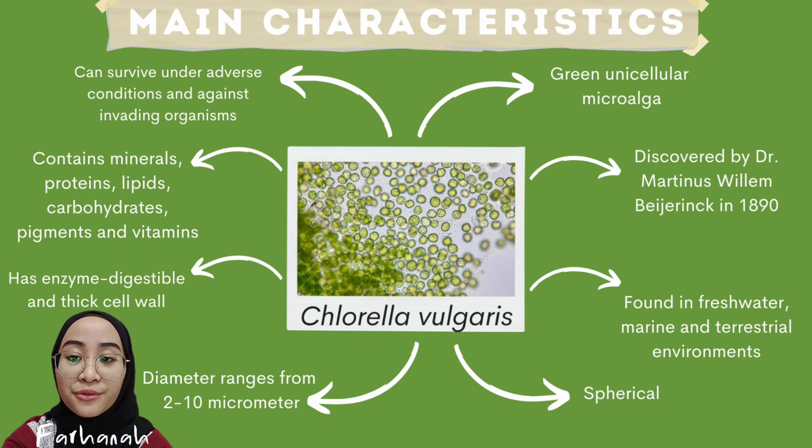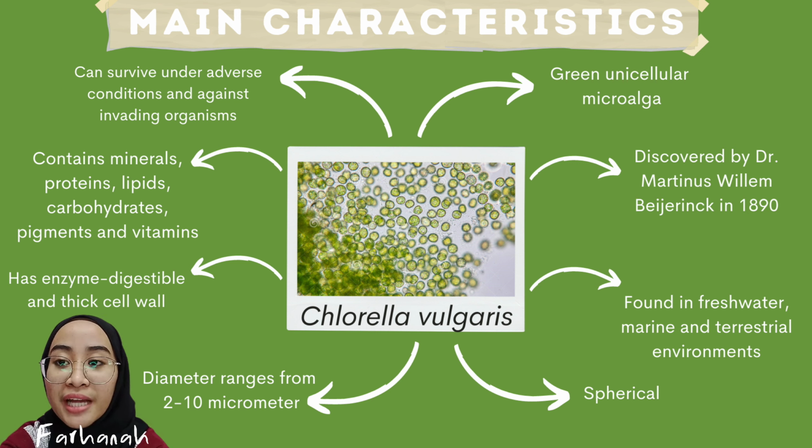Chlorella vulgaris is a green single-celled microalga belonging to the phylum Chlorophyta. It was described by a Dutch microbiologist, Dr. Martinus Willem Beijerinck, in 1890 from the first pure culture of a eukaryotic microalga. The species is distributed widely in freshwater, marine, and soil habitats.